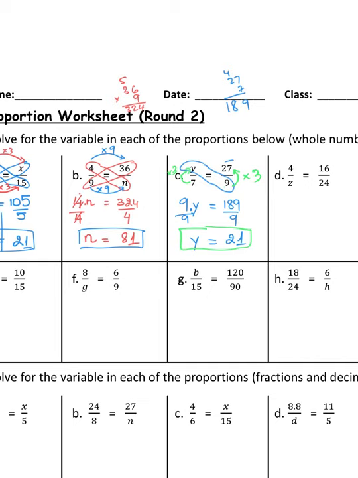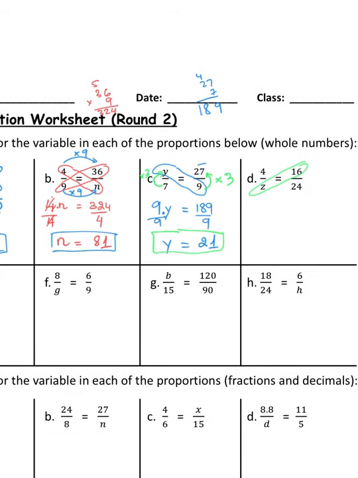Okay. D, I'm doing cross multiply. z times 16 or 16 times z. 24 times 4, 104. Okay. And then 104, you're gonna divide by 16 on both sides. Your z will be 6.5.